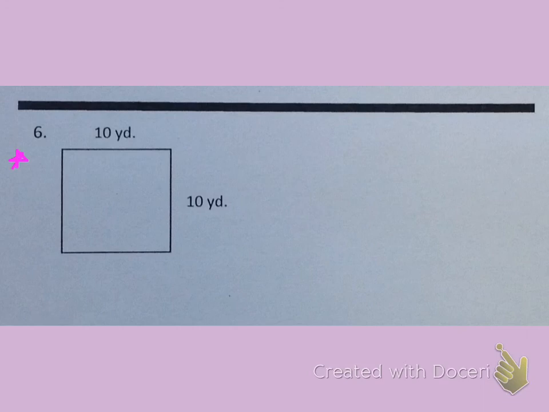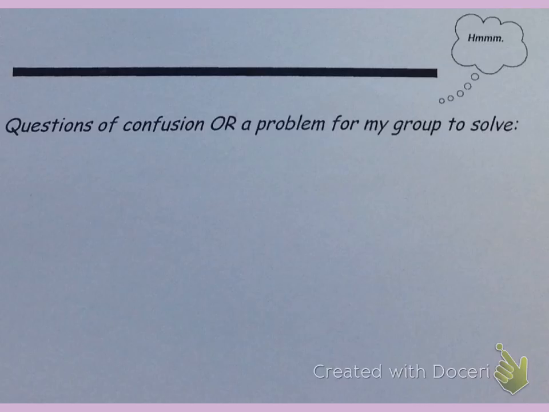When you're finished with this problem, remember that you have this section down at the bottom of your notes for questions of confusion or a problem for your group to solve. Remember that a question of confusion is a specific question saying what you need help with. That way your group can talk about it and you can ask me in class. And then if you don't have any questions of confusion, you need to come up with a problem for your group to solve in class.